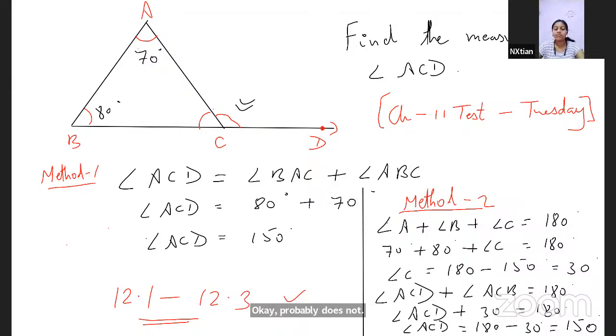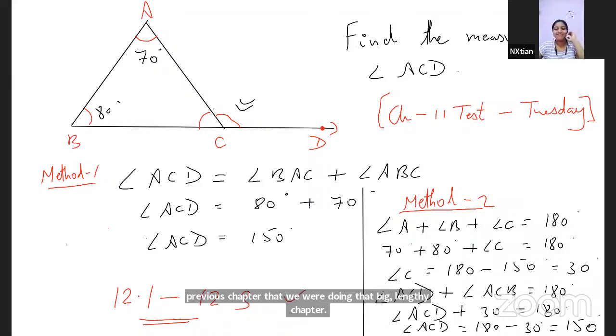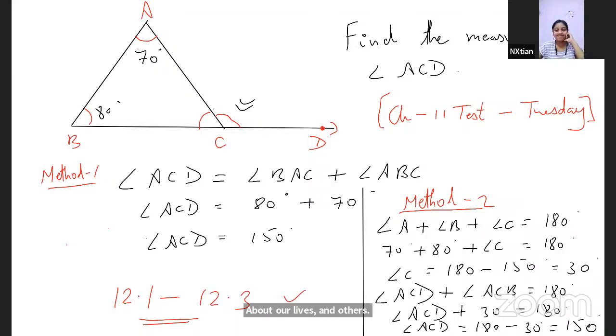This chapter 11, which one is it? Lines and angles. The previous chapter that we were doing, that big lengthy chapter about lines and angles. Okay, that one. All right, so we will stop the math class here, take a 5 minute break, and then I'll see you in the science class.